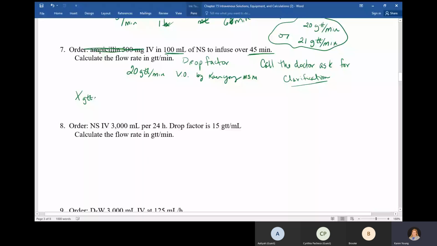Drops per minute is what we're looking for. I'm thinking the girls on virtual are probably thinking she's crazy today.